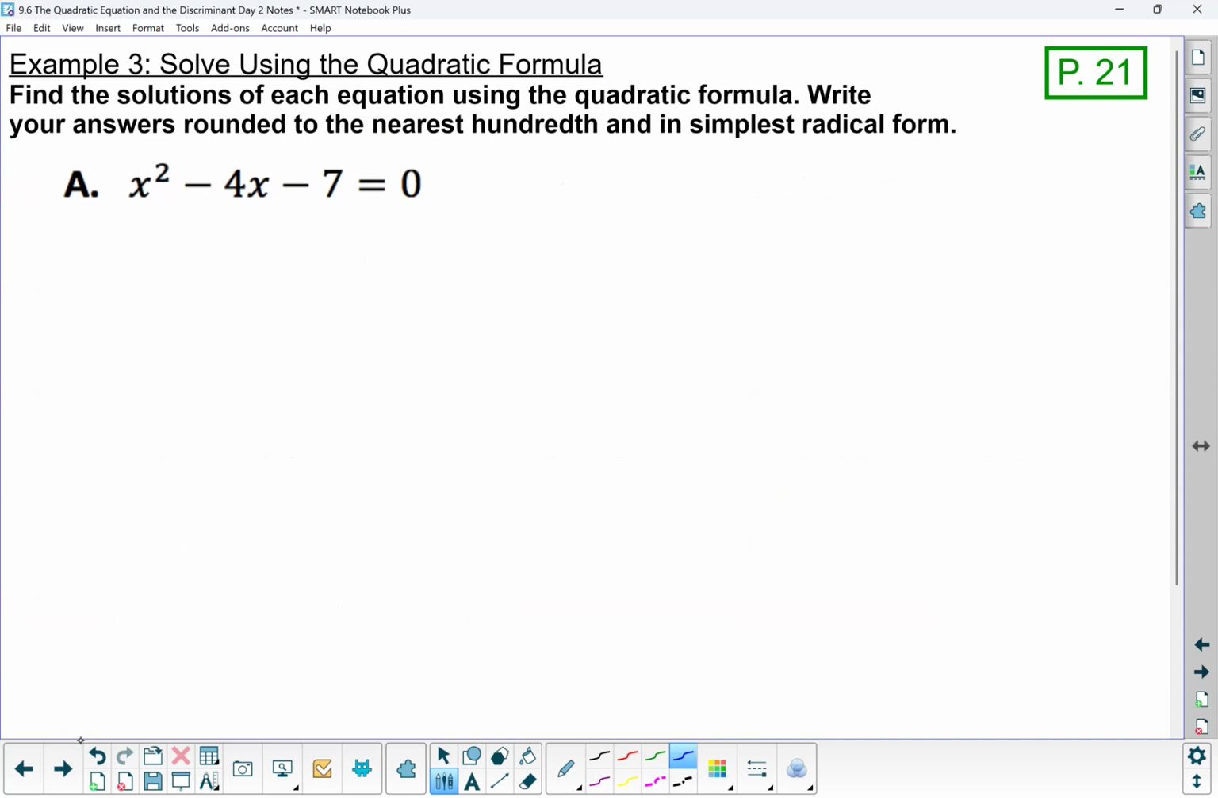So here we go. x squared minus 4x minus 7 equals 0. The first thing we want to do is figure out what is a, what is b, what is c. In this case, our a is 1, b is negative 4, c is negative 7.